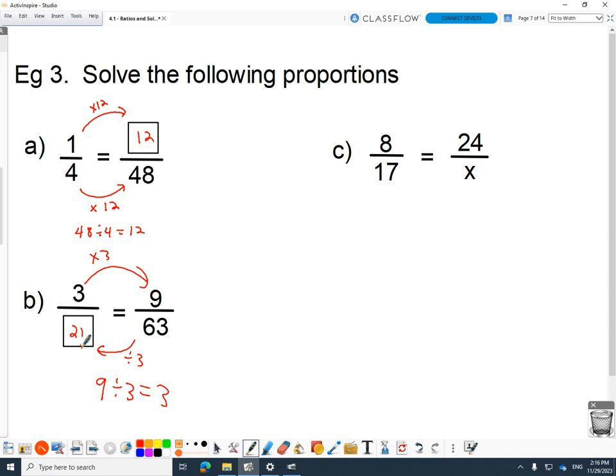This side's divided by x. So if I bring it over to the other side, it'll be times x. Do you remember the idea that the opposite of dividing is multiplying? So I'm going to do the opposite of dividing by x, but I'm also going to do the opposite of dividing by 17, all in one step. That is, now that 8 is going to get multiplied by that x, and that 24 is going to get multiplied by 17. It's called cross multiply.